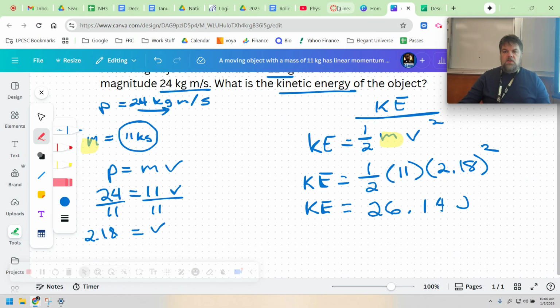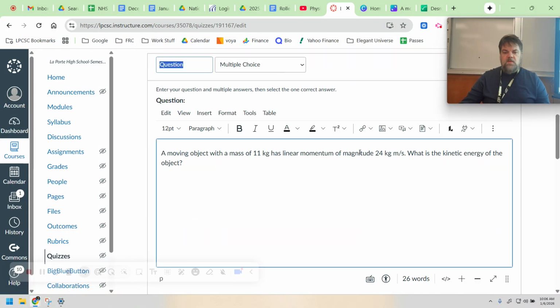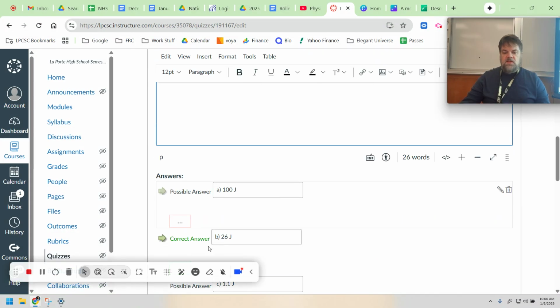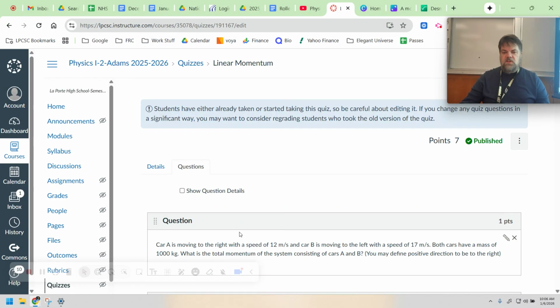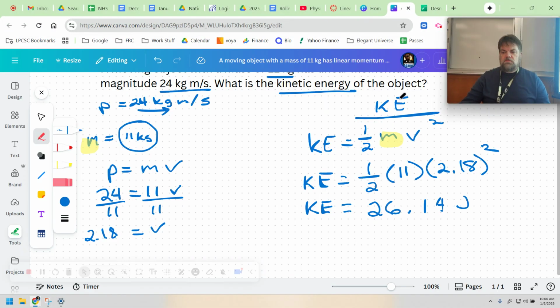And then if I go in here, let me look and see. Is that one of the options? They might have rounded it to 26. Yeah, 26, because of significant figures. So, yep, that's it. That's all you got to do.